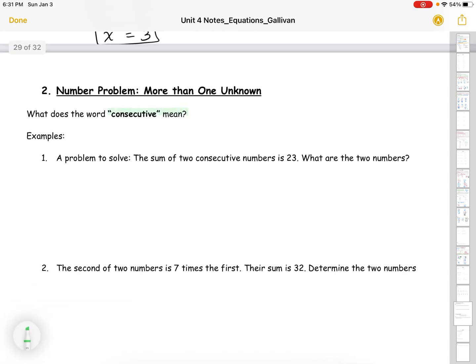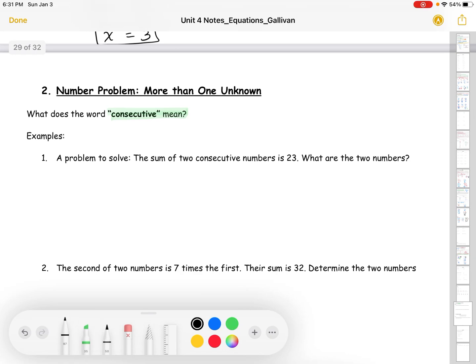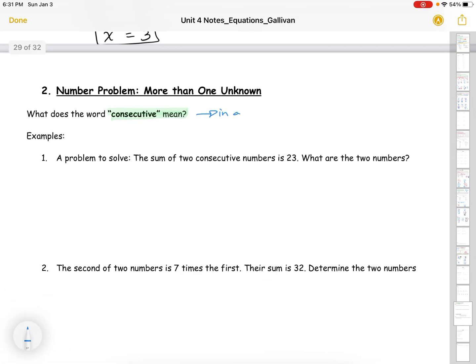Okay? Alrighty. Now, here's some problems where we have more than one unknown. Okay? What does the word consecutive mean? Consecutive means in a row. So consecutive numbers would be like 1, 2, 3, 4. So if you can see, they increase by 1.